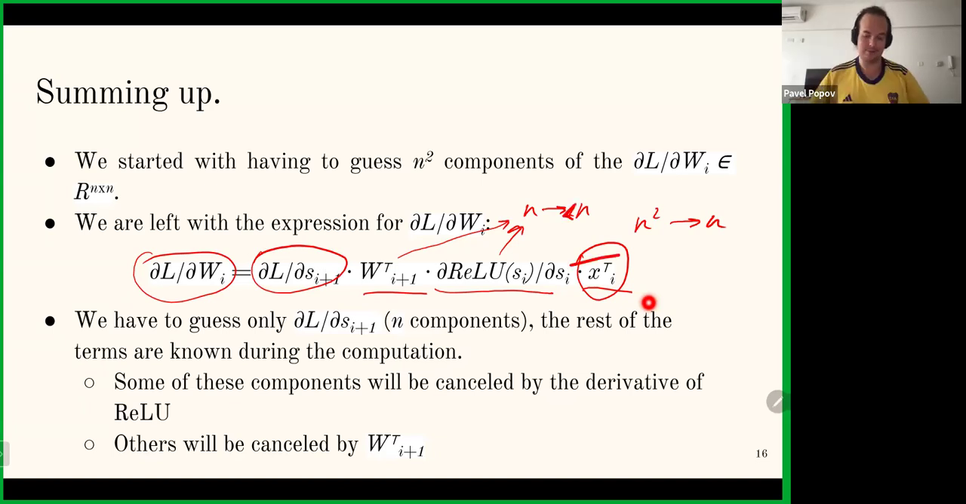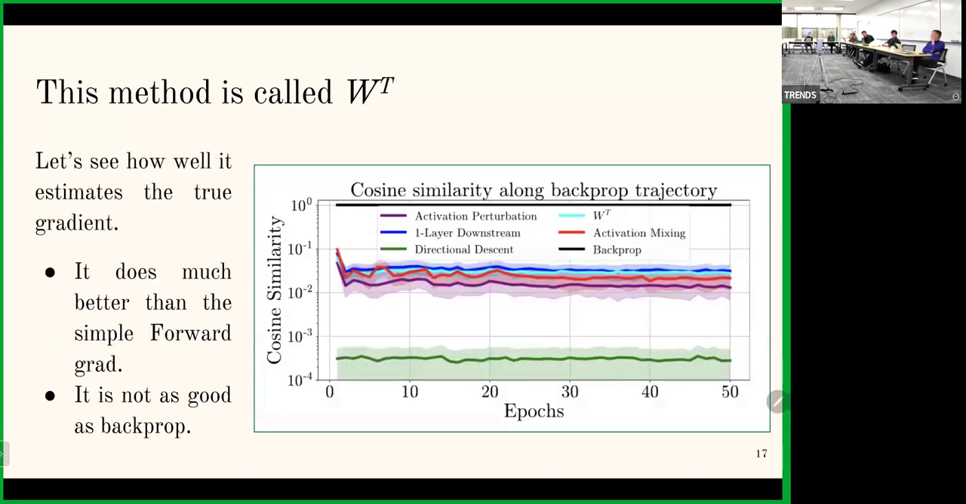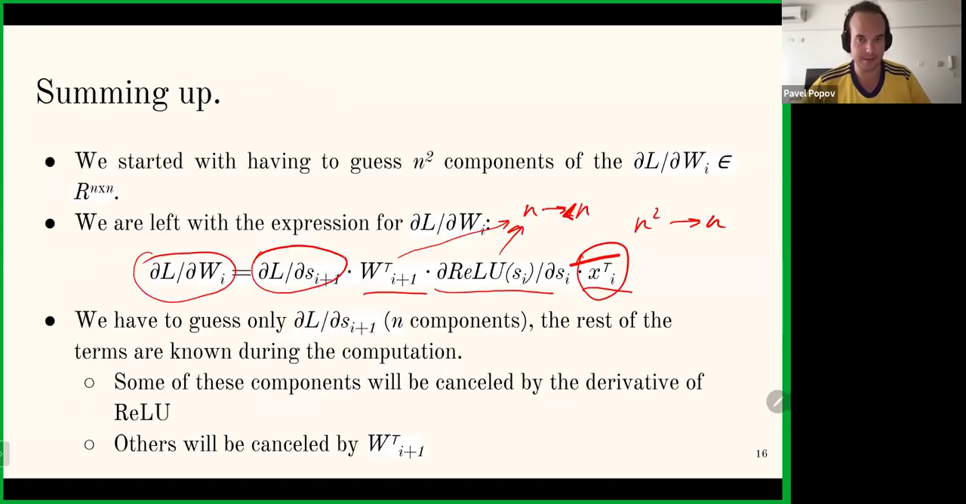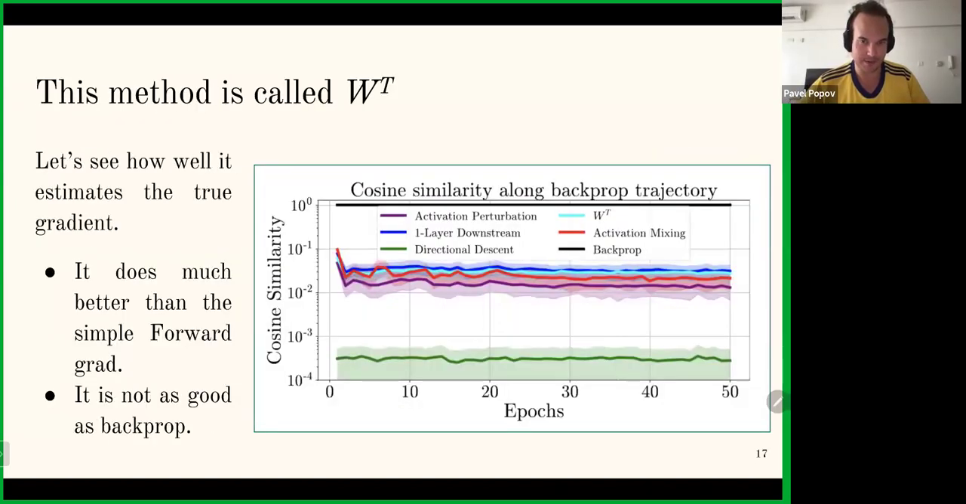Let's move on. Let's see the results. So they call this method W transposed. On this figure, they are showing the results of this method and comparisons of it with other methods. So far, I introduced WT. You are familiar with backpropagation, the black line on top, and you're familiar with directional descent. It's actually just forward gradient without any attempts to improve the similarity.